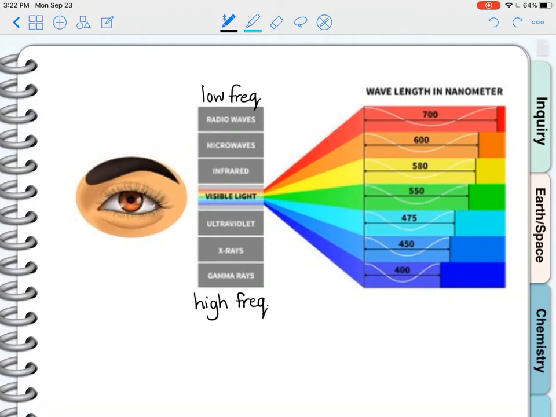You notice that red is the longest. Red is 700. This blue is only 400. So there's quite a bit of variance between those colors, and that's what makes the color. It's the length of the wave to your eye that allows you to perceive different colors. Red will always be the longest of the colors you can see. Blue will always be the shortest of the colors you can see.